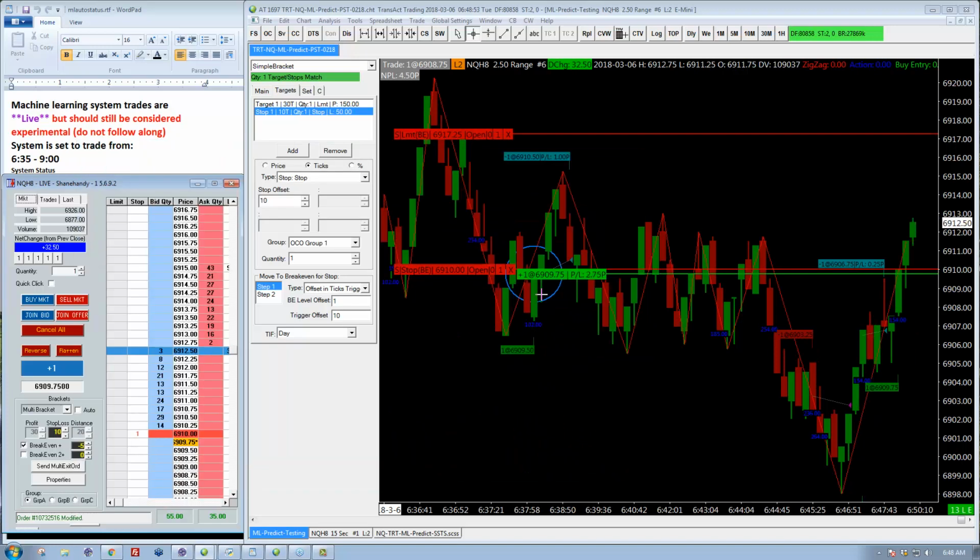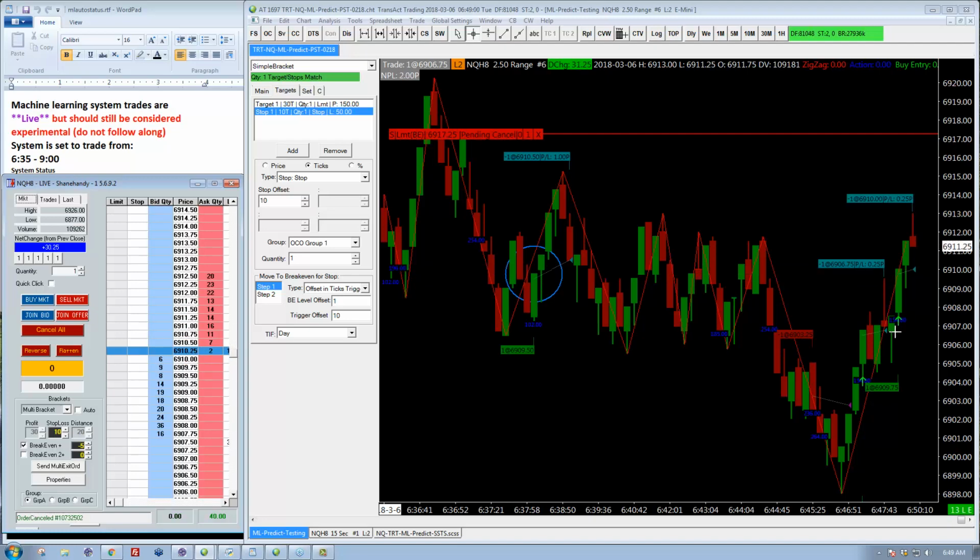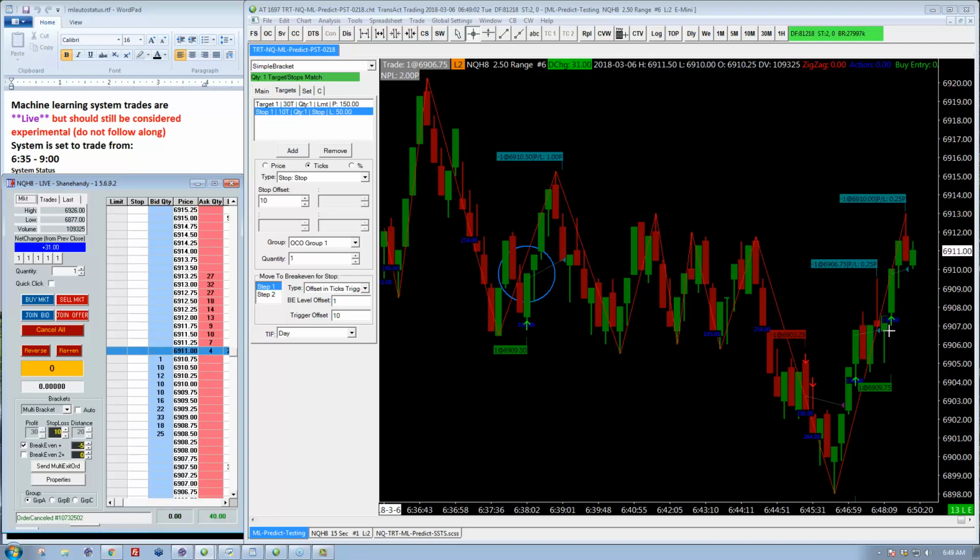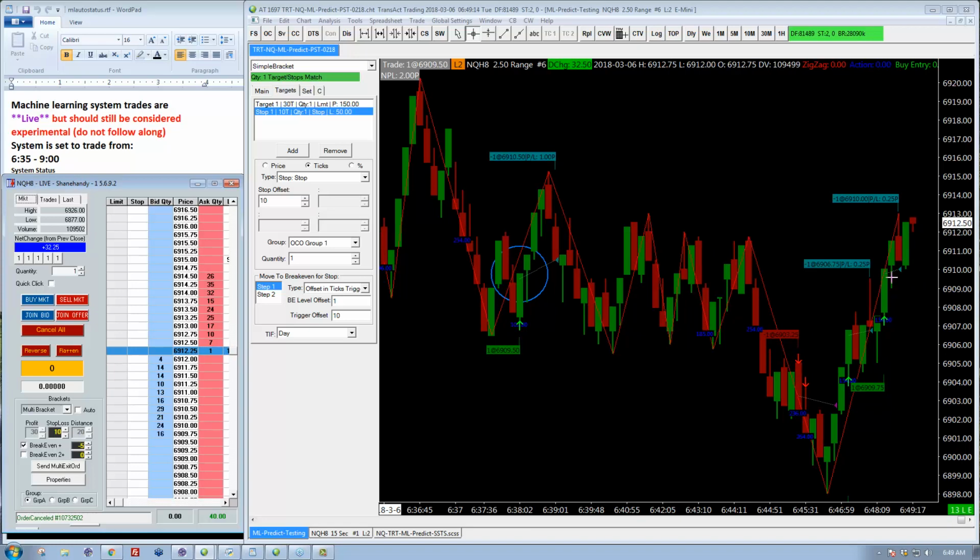All right, so long again here. So we got taken out on this little pullback. So that's a function of it trailing the stop too aggressively. And then the system gets long again, and then again got taken out because the stop trail's too aggressive. So that's just me being cautious because it's new and it's a machine learning system, and I don't quite know the best way to manage those trades yet.